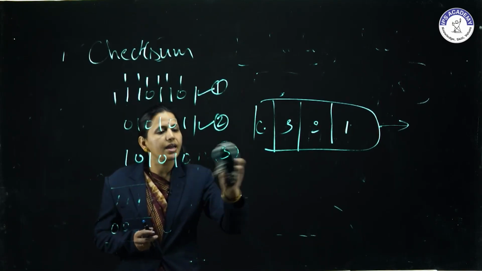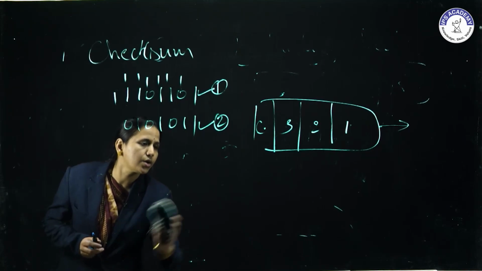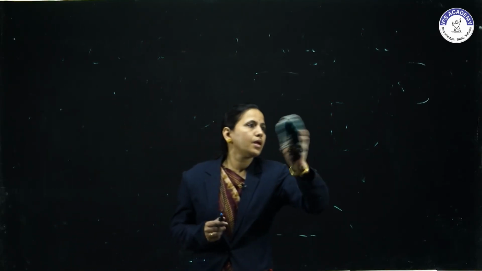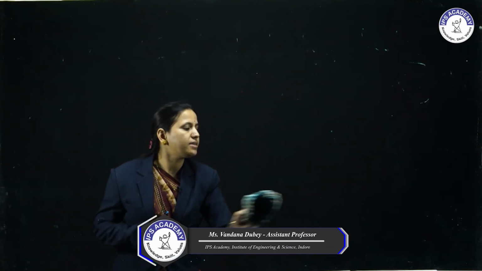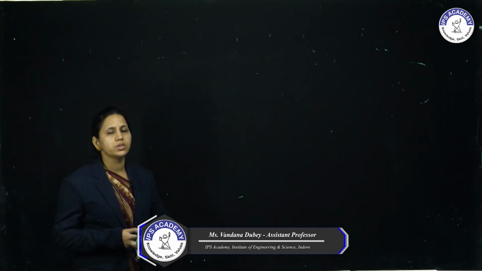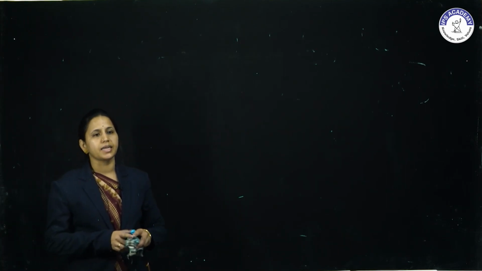For the error correction techniques, we need to study the Hamming code. By using all these 4 error detection techniques, a single bit error can be detected, as well as for error correction, the Hamming code is used. By using the Hamming code, a single bit error can be detected as well as corrected. Thank you.